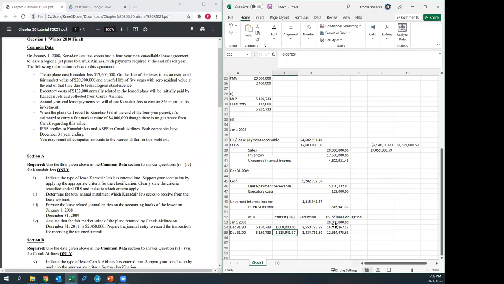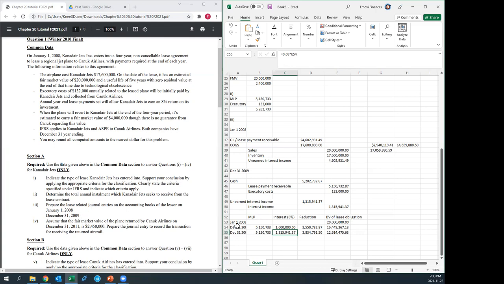your book value of your lease obligation, basically this is the lease obligation of the lessee. So you always put here your fair market value of the asset, and then you calculate your interest on that amount. So for December 31st, 2008, the lessor is gonna have an interest income of $1.3 million.